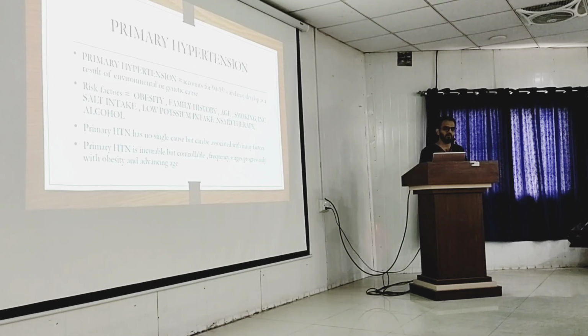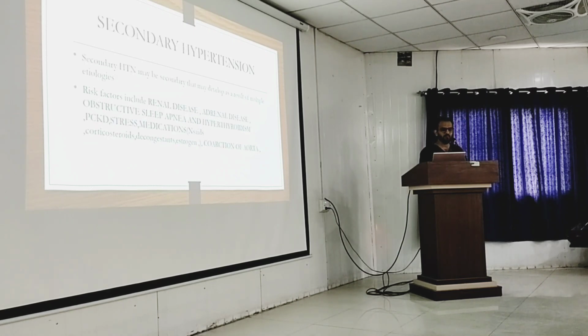Hypertension is further classified into primary and secondary hypertension. Primary hypertension accounts for 90 to 95% and may develop as a result of environmental or genetic causes. Risk factors include obesity, family history, age, smoking, increased salt intake, low potassium intake, NSAID therapy, alcohol. Primary hypertension has no single cause but can be associated with many factors. Primary hypertension is incurable but controllable. Frequency surges progressively with obesity and advancing age.